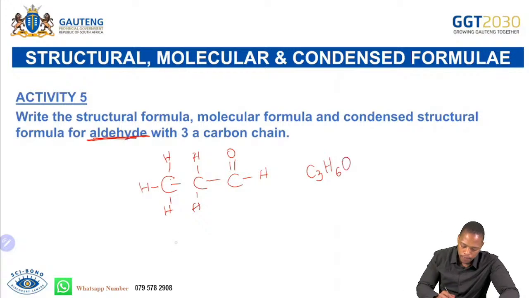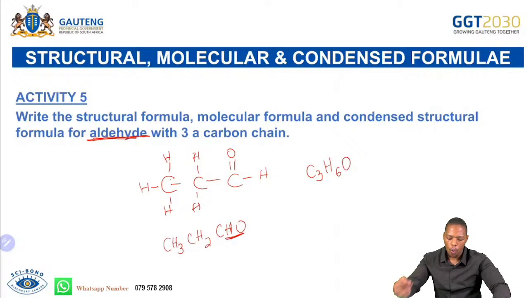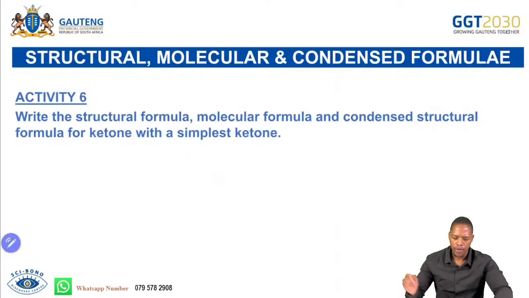Okay, right. Condensed structural formula would be CH3, CH2, and then CHO. Okay, I hope you can appreciate the difference here. On the previous one, it was C and then there was OH at the end. But to differentiate an aldehyde from an alcohol, this one we represent it as what? CHO. It brings the difference between an aldehyde and an alcohol in the condensed formula.